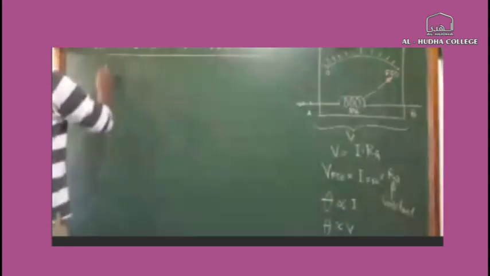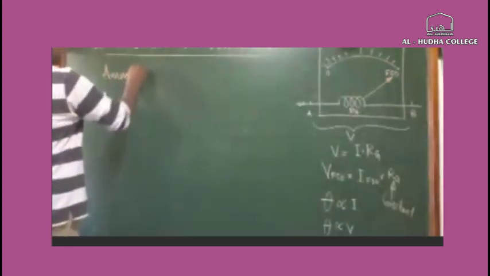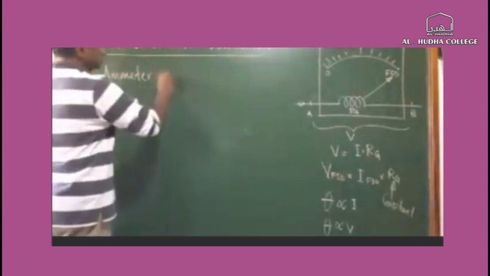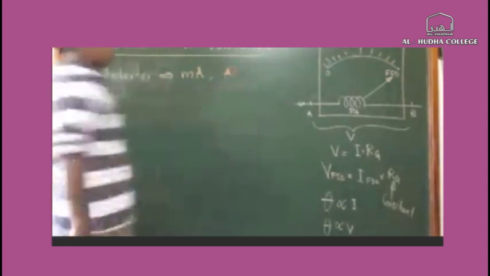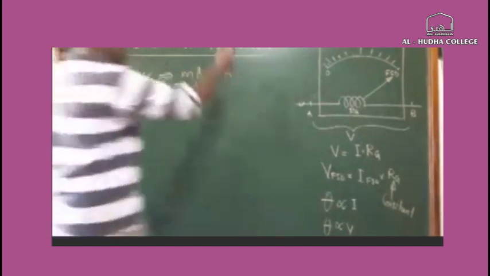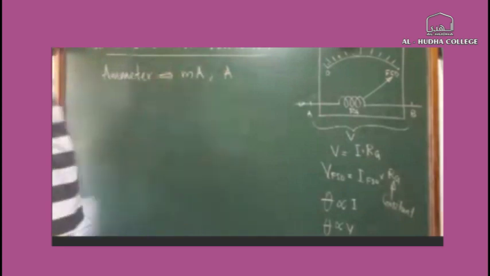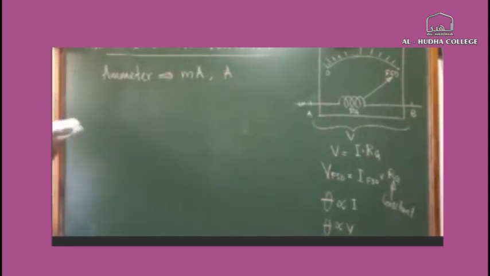Galvanometer as ammeter. So when you say ammeter, an ammeter can measure current in milliamps or amps usually, but you can go into kiloamps also, doesn't matter, but we will consider normally milliamps and amperes, right?